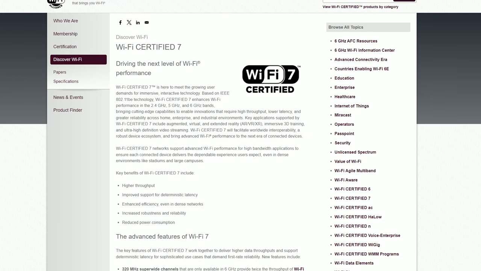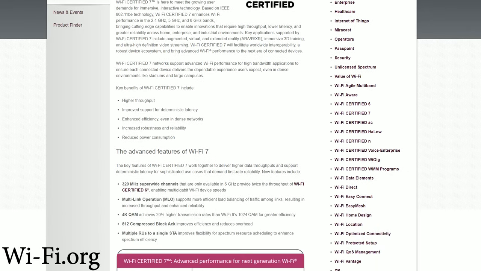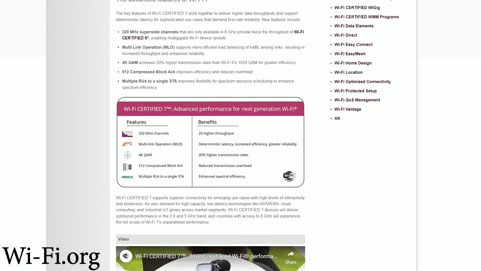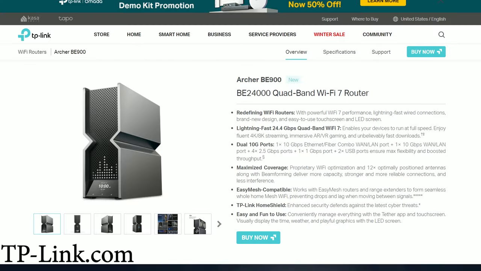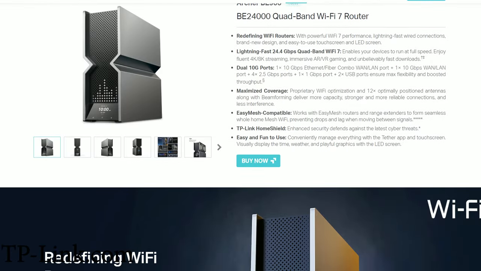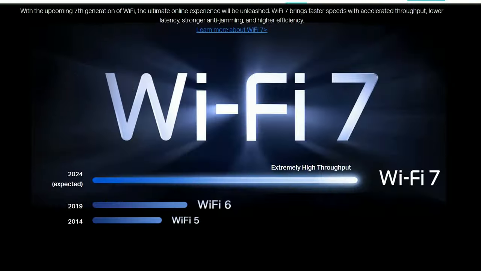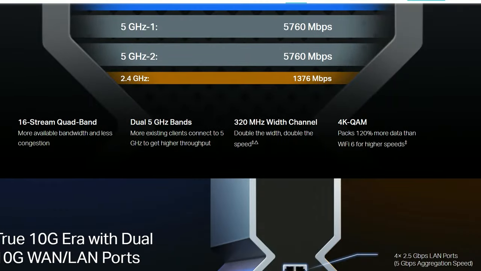A few weeks ago, the Wi-Fi Alliance introduced Wi-Fi Certified 7. It essentially means that we see the initial stages of what's going to be a larger scale adoption of this new standard. And I'm sure that some of you are already aware that some manufacturers have made a few Wi-Fi 7 routers available for almost half a year.